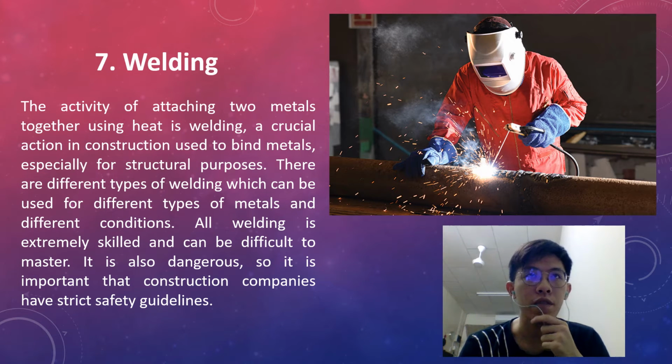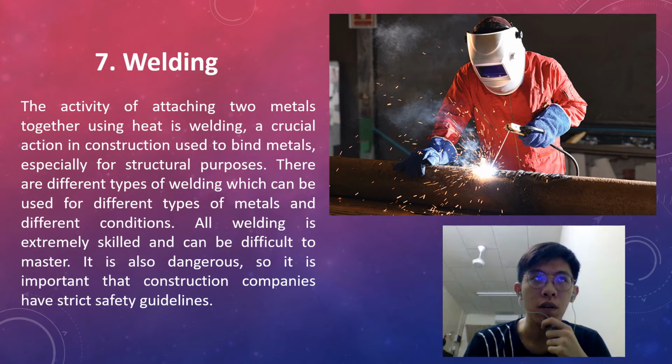And number 7 is welding. The activity of attaching two metals together using heat is welding, a crucial action in construction used to bind metals, especially for structural purposes. There are different types of welding which can be used for different types of metals and different conditions. All welding is extremely skilled and can be difficult to master. It's also dangerous, so it is important that construction companies have strict safety guidelines.